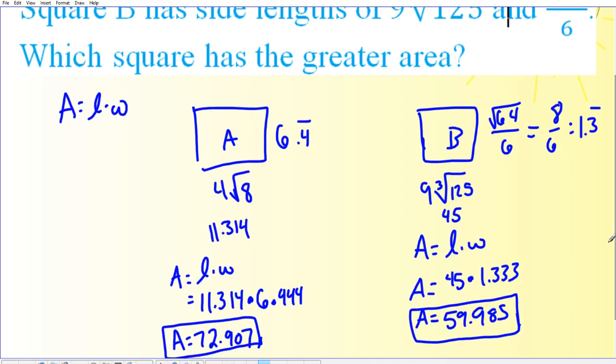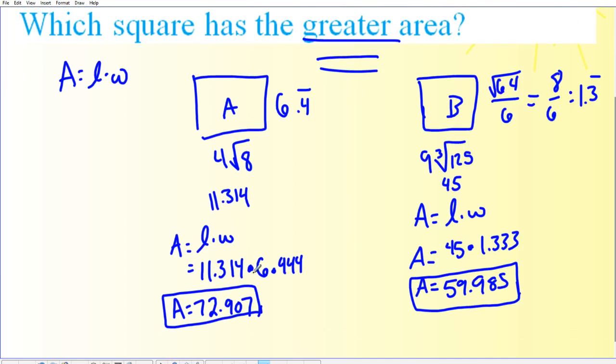So now the question is, which square has the greater area? The answer is, well, square A. Square A has the greater area because 72 is bigger than 59. It's easy as that. So we changed everything into a decimal. We then plugged it into our formula and let the formula do the work for us.